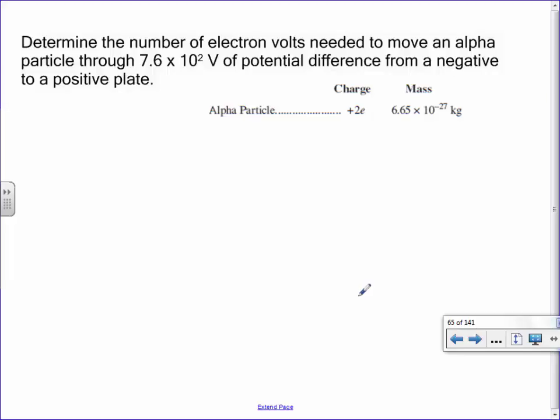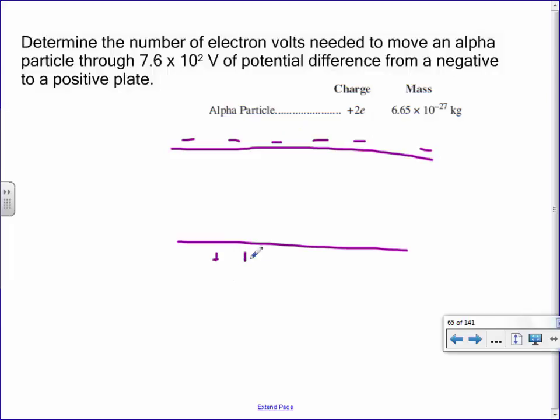So let's try this example here. We're going to figure out how many electron volts are needed to move an alpha particle through this voltage from the negative to the positive plate. Before I even get into the math, I just want to draw a little bit of a picture here. Imagine we have a couple of plates to a battery. One of them is the negative plate. One of them is the positive plate. And we're going to take an alpha particle.